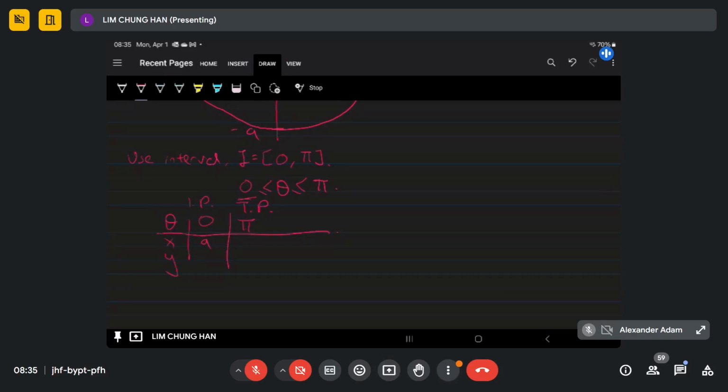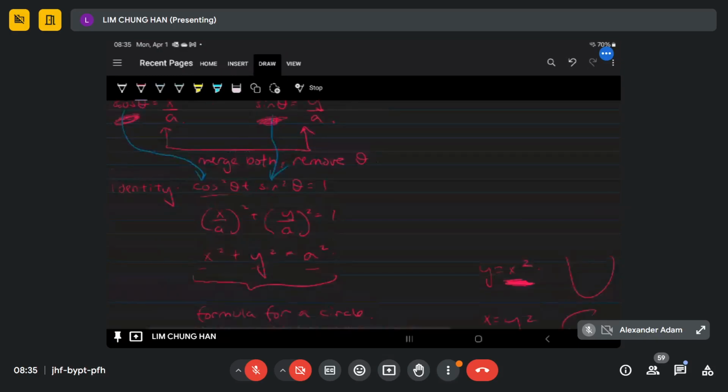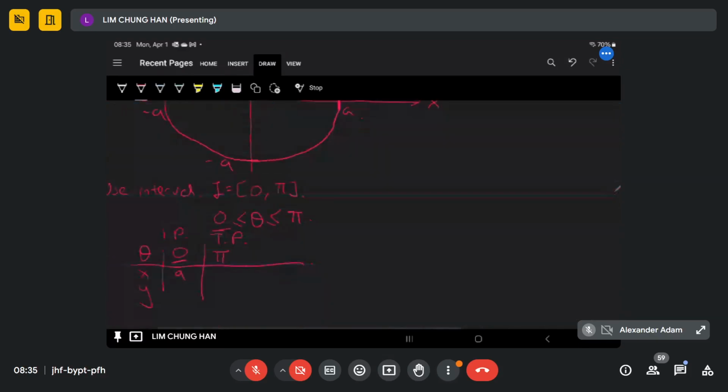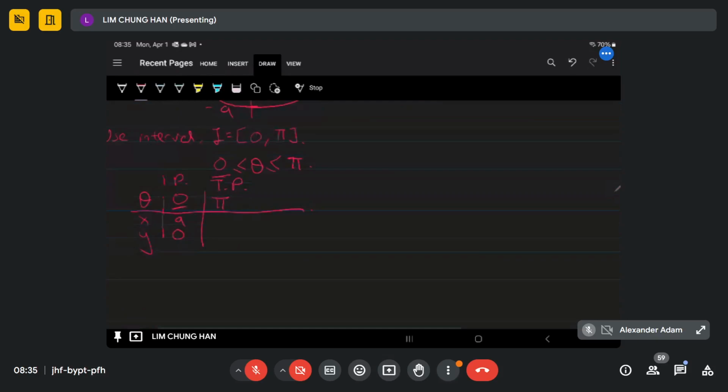Okay. Now, sine theta is what? Right now theta is 0. So sine 0 is what? 0. Sine 0 is 0. 0 times a. What do you get for y? 0. Okay.